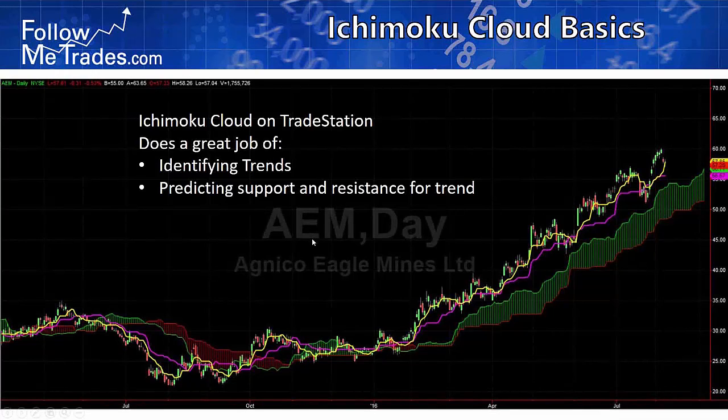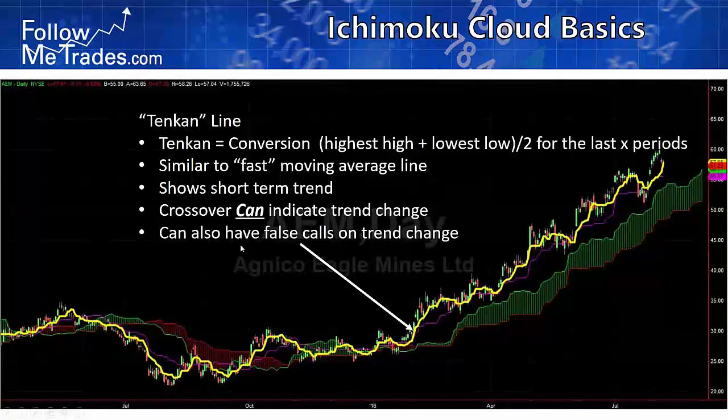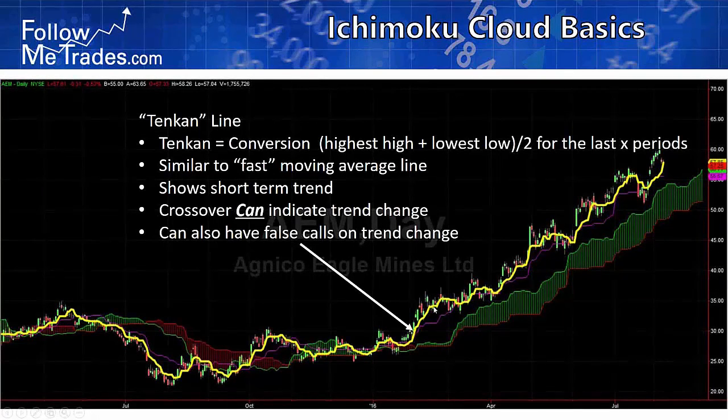So here it is, Ichimoku Cloud on TradeStation. And again, I think it does a great job of identifying trends and predicting support and resistance areas in that trend. There are some components to Ichimoku Cloud. I'm showing 5 components on here, and I'm going to walk through each one of them real quick. The first is this yellow line, and I've bolded it so we can see it jump out. It's called the Tenkan line, or the conversion line. It's very similar to a simple moving average line. A simple moving average line is the average. It looks back some number of bars that you define, maybe 10 bars or 50 bars, whatever you set for a fast simple moving average.